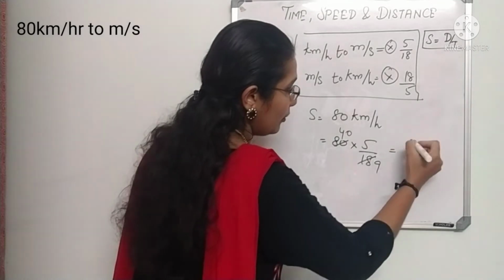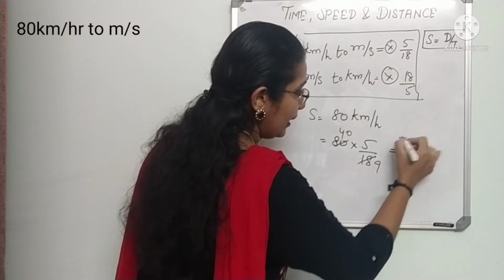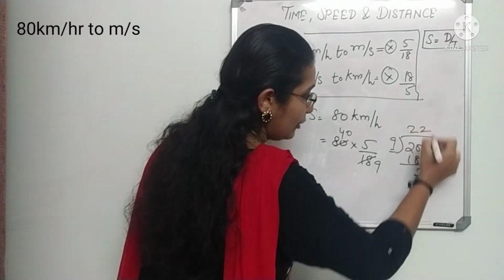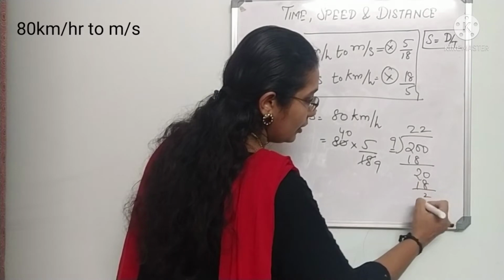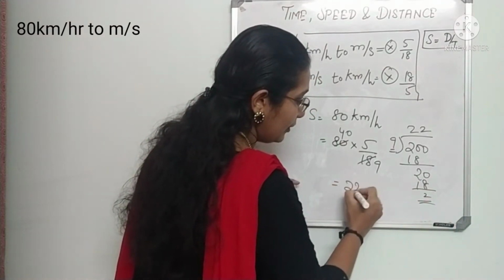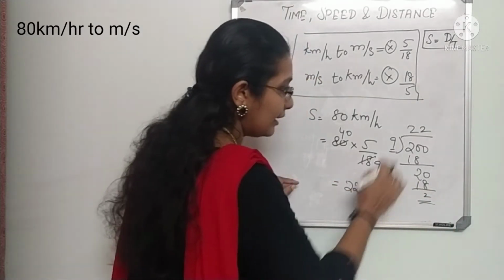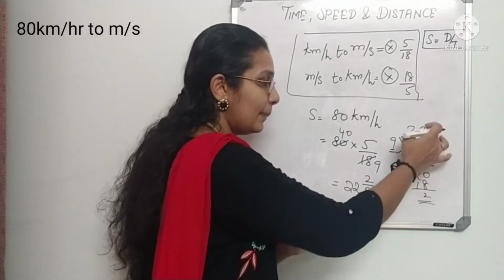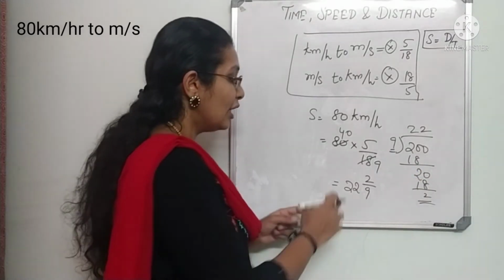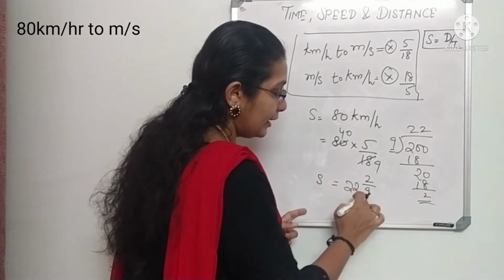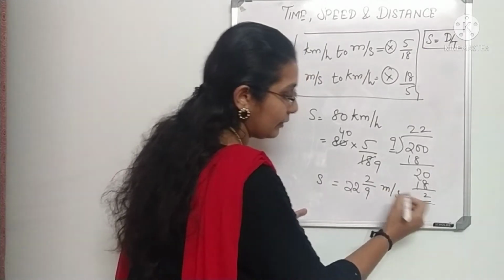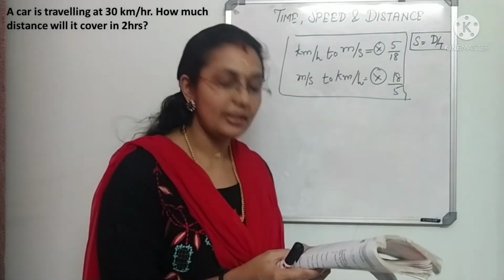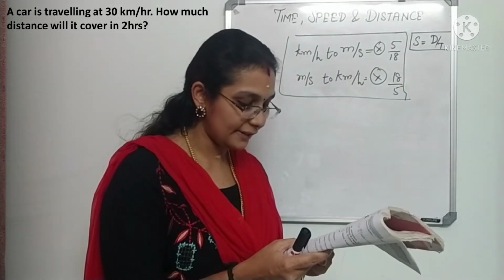Right. So 200 divided by 9. 9 2s are 18, remaining 2. Again 9 2s are 18, remainder 2. So check for your answer. If it is 22 2 by 9, that is if it is in fraction, you can write like this, or if it is decimal, you proceed by keeping decimal point and continuing here. Okay. So your speed is 22 2 by 9 meter per second. Clear?